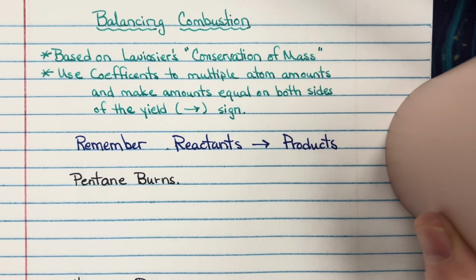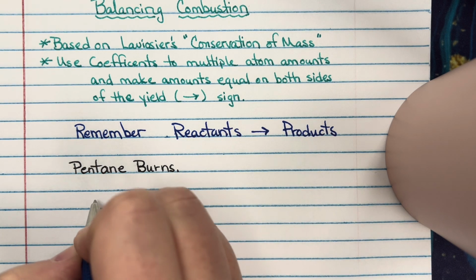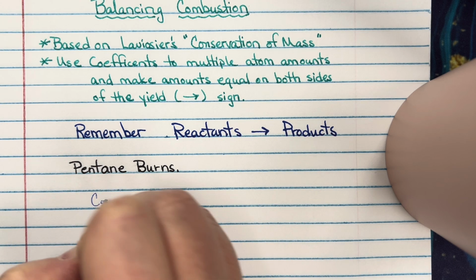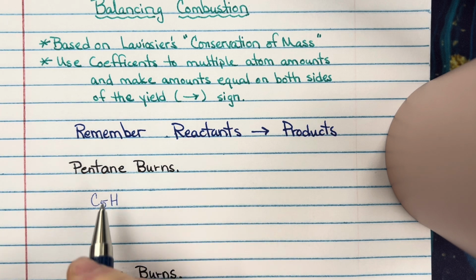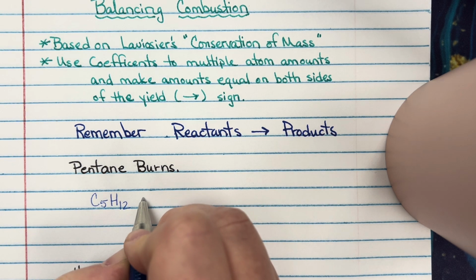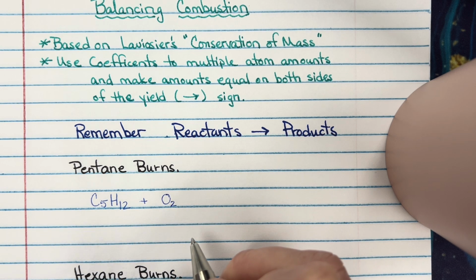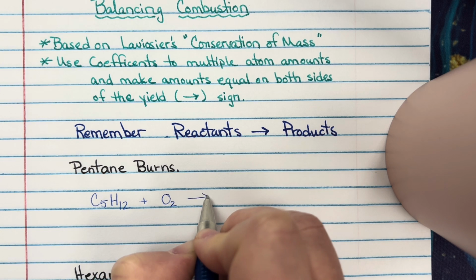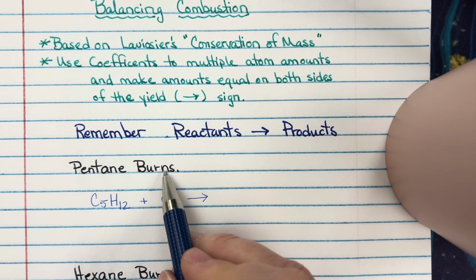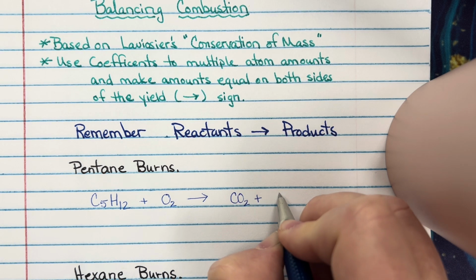It's pentane burns. Pentane, if you remember, pent stands for 5 carbons. To find the hydrogen, you take carbon times 2, so 5 times 2, and then add 2. That will give you 12. Whenever you see the word burns, that means we're going to add in oxygen gas. It is a diatomic, so don't forget the 2. And then to get our products, when you see the word burns, that means that it's carbon dioxide plus water.